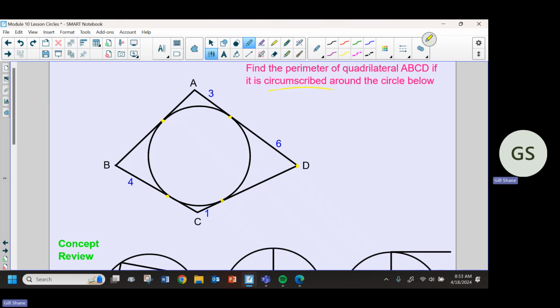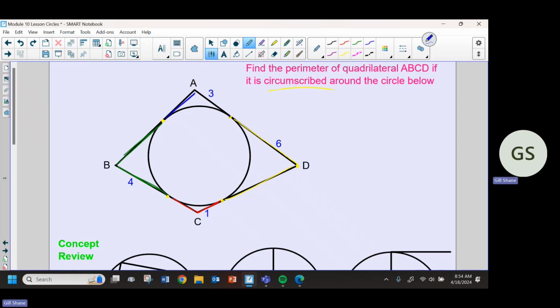We learned a theorem about the 2 tangent lines to a circle if they intersect outside the circle. What was true about them? Say it again. That line is congruent to that. Every time you have a point outside the circle and you draw in 2 tangents, those 2 tangents are congruent. That is congruent to that. That is congruent to that. That is congruent to that.